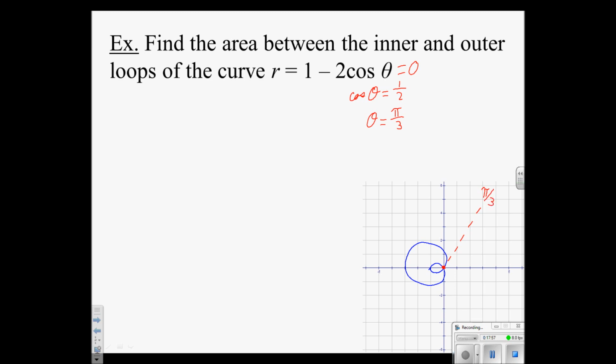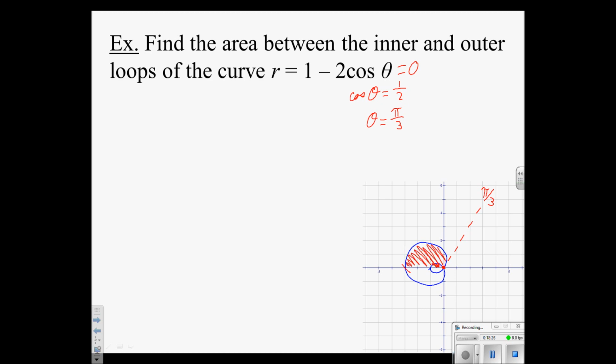Now, again, I'm going to use some symmetry. I'm going to find the area of this graph from pi over 3 over to pi. Please notice, I'm starting at pi over 3, so as far as that's concerned, there is no inner loop. I still need to worry about that later on. I'm just going to find the area of the outer loop.